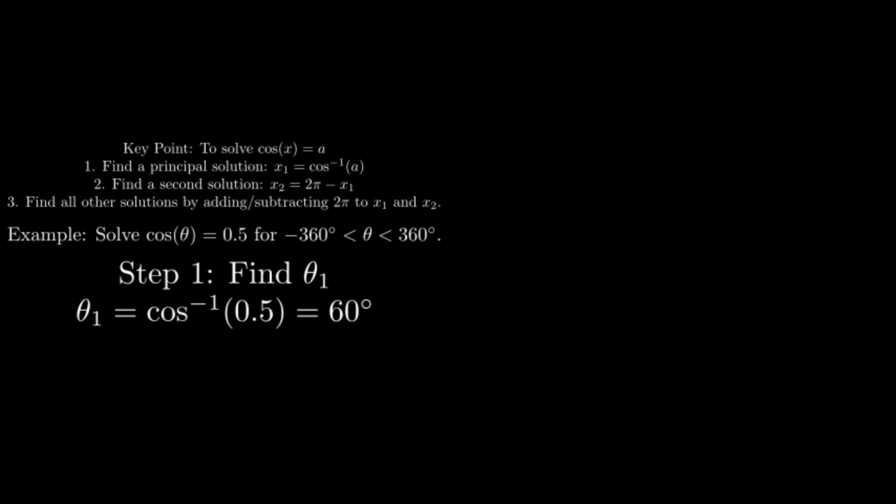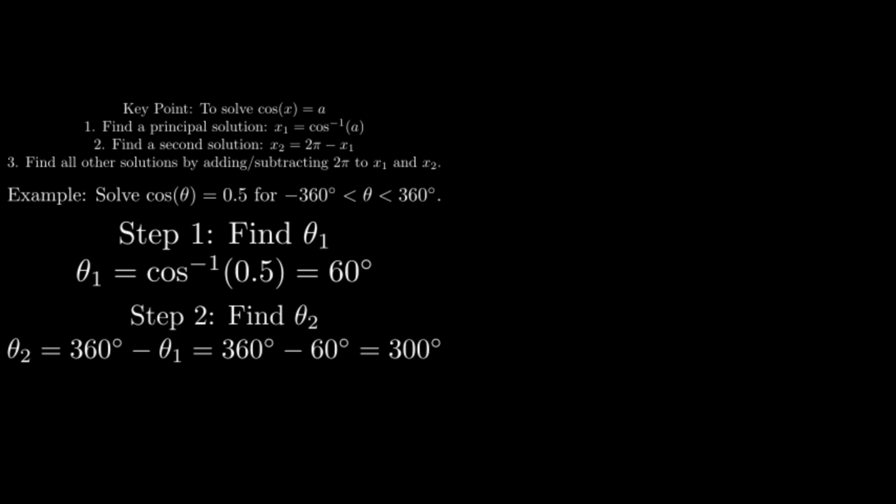Let's work through an example using degrees. We need to solve cosine of theta equals 0.5 for theta between negative 360 and positive 360 degrees. First, the principal solution. The inverse cosine of 0.5 is 60 degrees. This is our first solution, theta 1. The second solution, theta 2, is 360 degrees minus our first solution. So, 360 minus 60 gives us 300 degrees. Both 60 and 300 are in our interval.